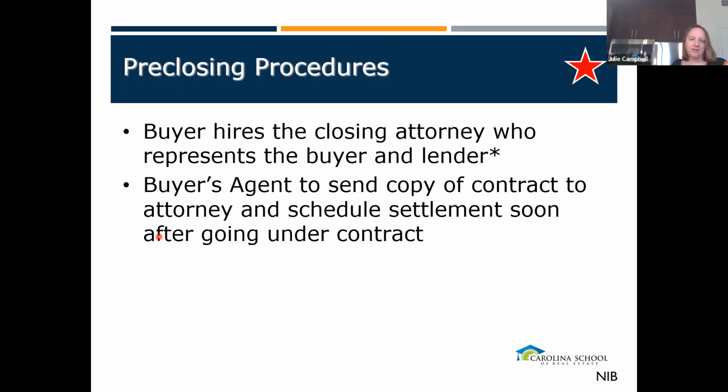Once we go under contract, the buyer's agent needs to first send a copy of that contract to the lender. The loan process is the longest part of the contract to closing process. So get a copy of that contract to the lender so they can start their thing. And then the buyer's agent needs to get a copy of the contract to the attorney and go ahead and schedule settlement. There are delays in settlement. They're very common. We can always reschedule, but getting something on the calendar now gives everybody that agreed upon date in our contract to work towards.